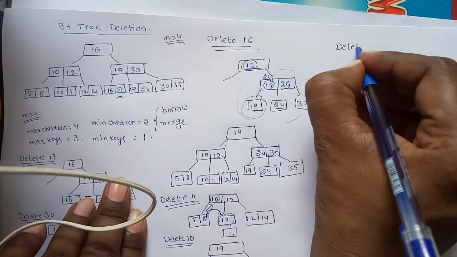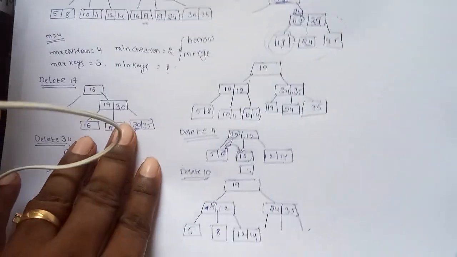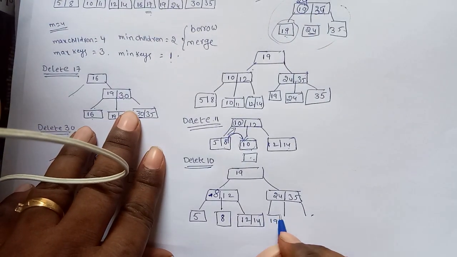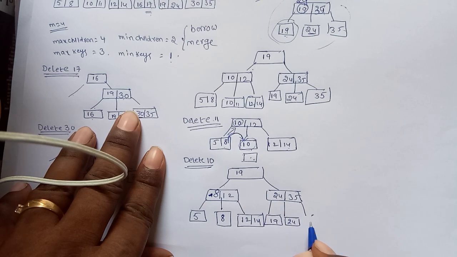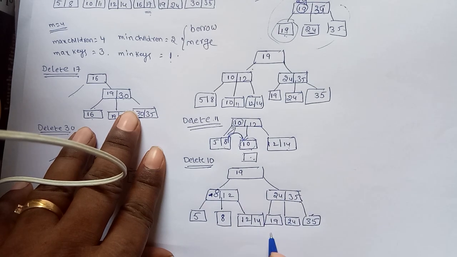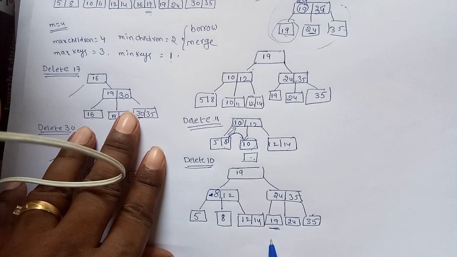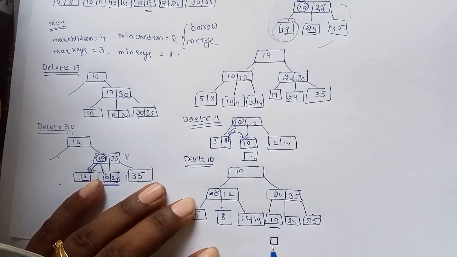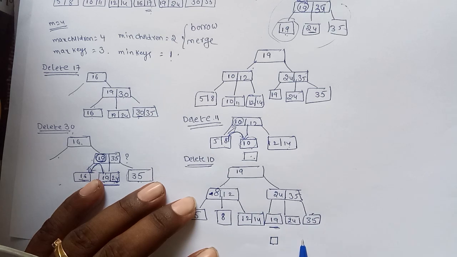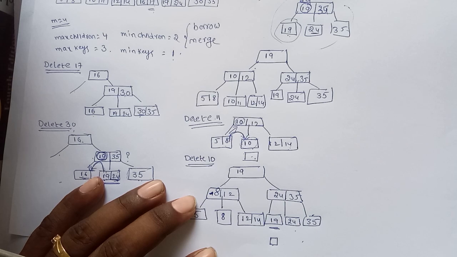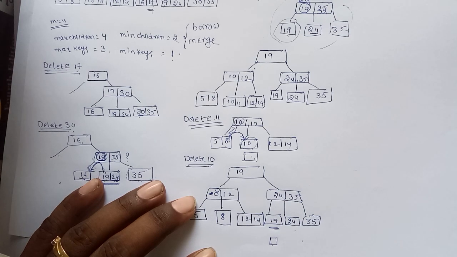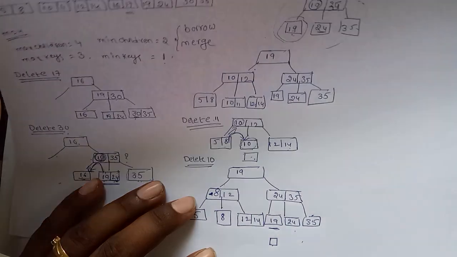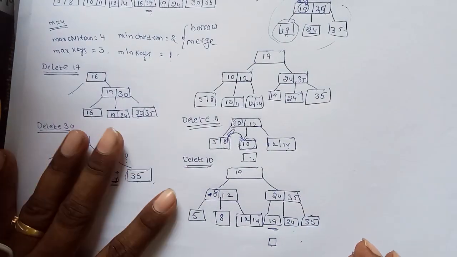One more complicated case, delete 19. Suppose here I am writing 19, 24, 35. Delete 19. So remove 19. After removal of 19, this is empty. And check the sibling. The sibling also contains the minimum keys. So what do we have to do? We have to perform the merge operation.